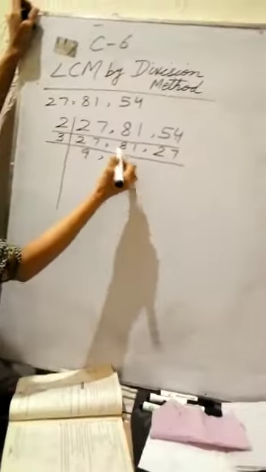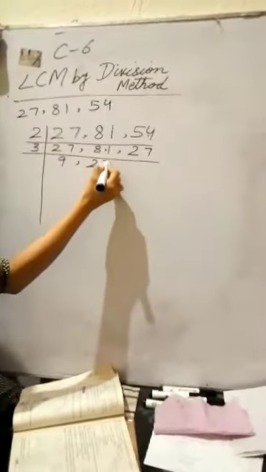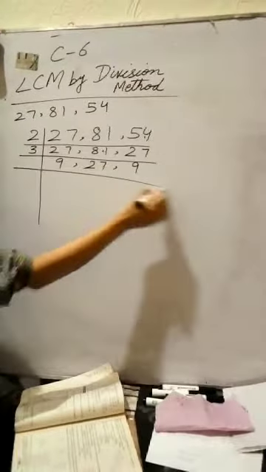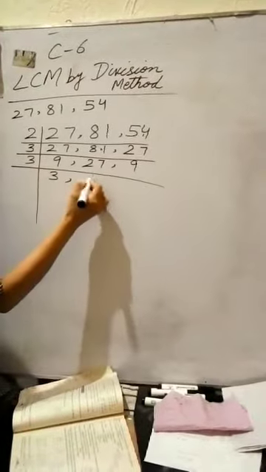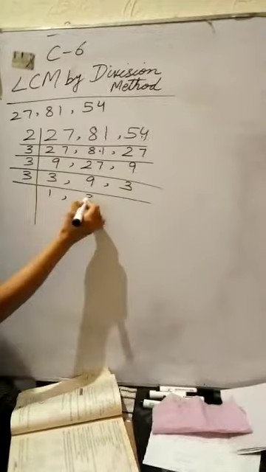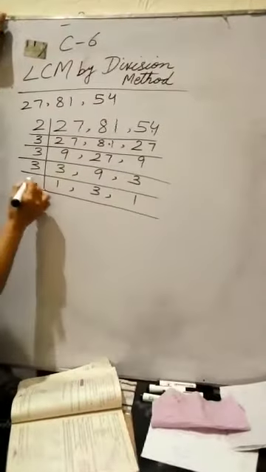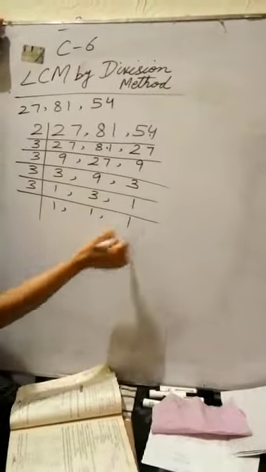3 times 2 is 6, 3 times 7 is 8. 2 on the carry. 3 times 7 is 21. 3 times 9 is 27. Then 3 times 3 is 9. Then we have 3 times 1 is 3.